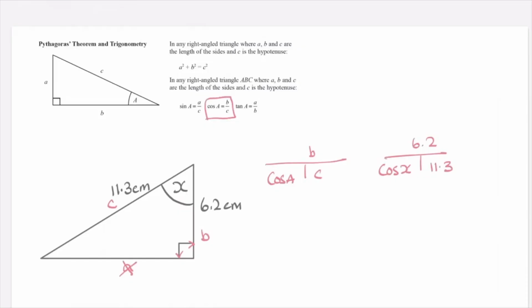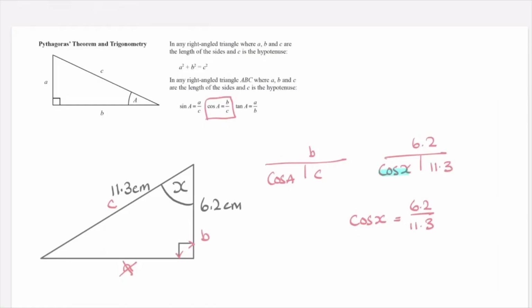Now, don't change the fact that we have to write x equals. The only difference is that cos is stuck to the x. So we bring it all down. Cos x equals. I can't leave the cos behind. So it's coming down with the x. I've got 6.2 on the top and 11.3 on the bottom.